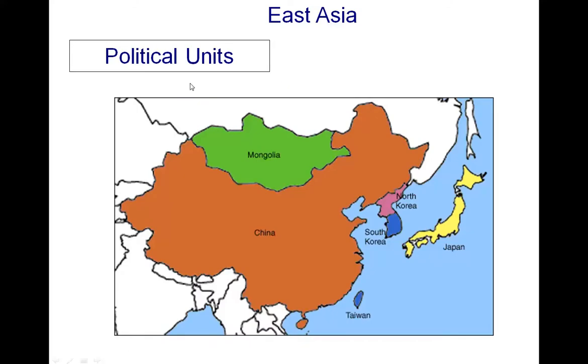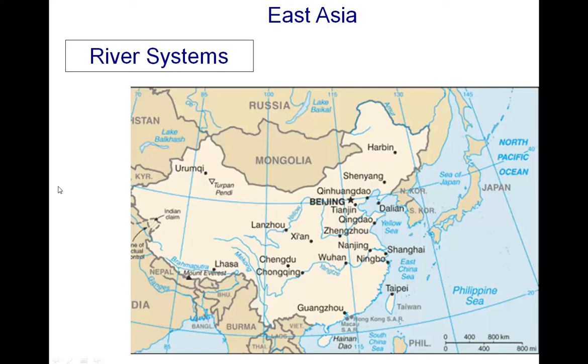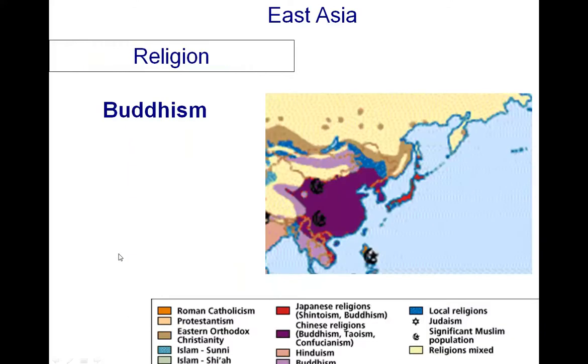Political units, we have Mongolia, China, Taiwan, North Korea, South Korea, and Japan. Some of the major river systems, we have the Yellow River in northern China, the Yangtze or the Changjiang in central China. Those are the major rivers that we would see in the region.